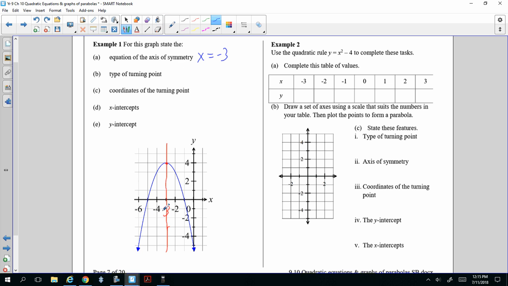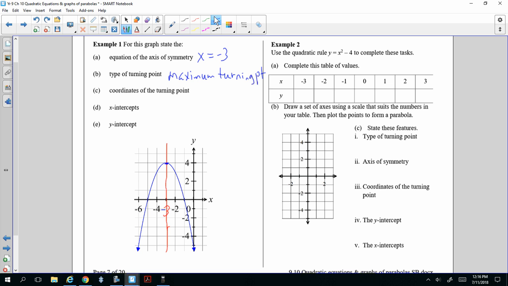Okay, next one. Type of turning point. The turning point is called the maximum turning point because it has a maximum value. Maximum turning point, because it's the highest point. Of course, if it's like this, it's called the minimum turning point. Does that make sense? Is there anything in between? Yes. They have two different turning points, which you will learn in 11 and 12.